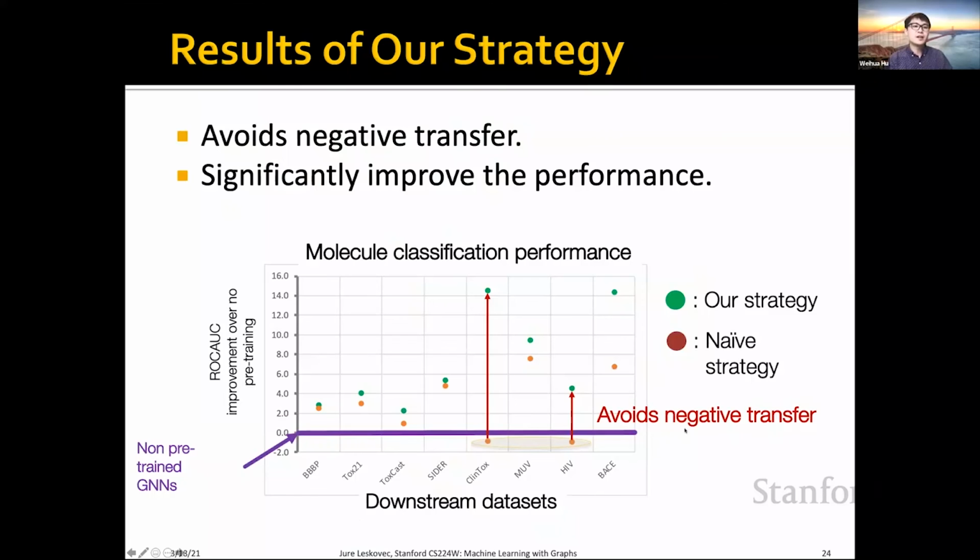And it turns out that our strategy works pretty well. As you can see, these green dots are our strategy. And our strategy first avoids the negative transfer in these 2 data sets and also consistently performs better than this orange naive strategy baseline across the 8 data sets.